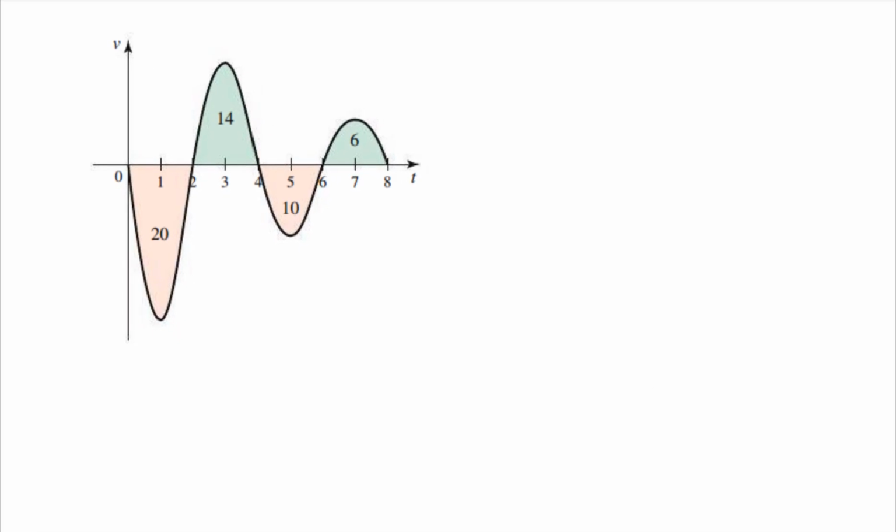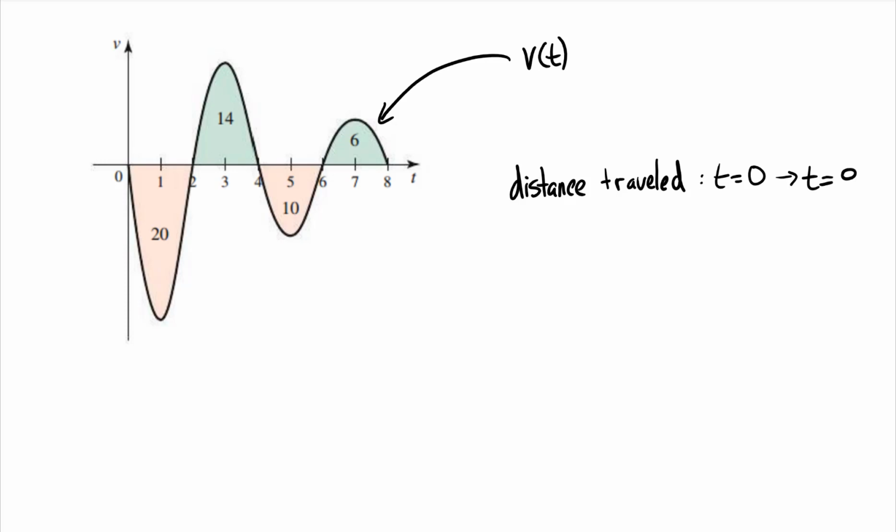Here we go. Here's just a graph showing us the area. So there's some velocity function that's given. Here it is. There's your velocity function. And let's say that we want to know the distance traveled from t equals 0 to t equals 8. And we want to know the displacement from t equals 0 to t equals 8.